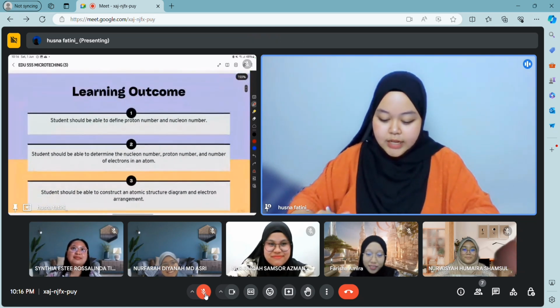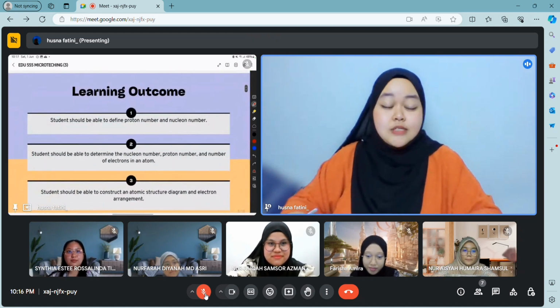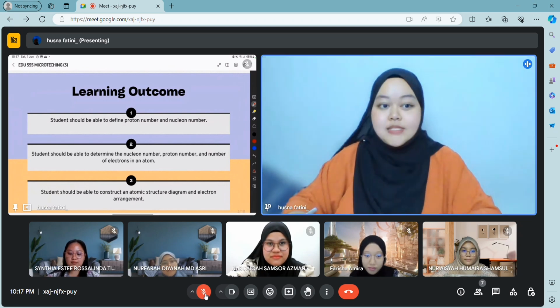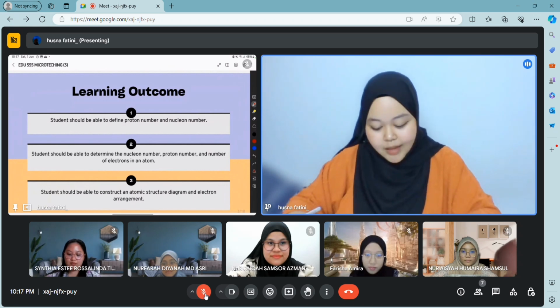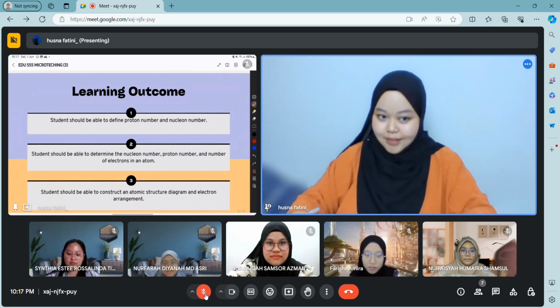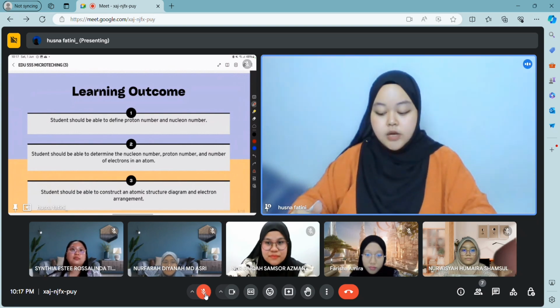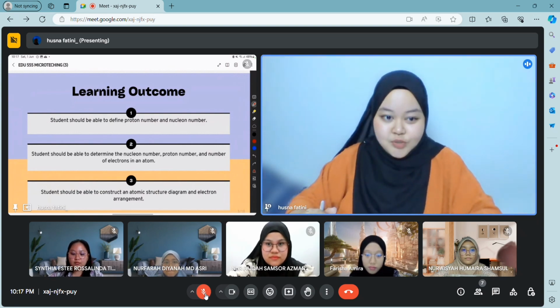Okay, for the learning outcome, at the end of this lesson, students should be able to define the proton number and nucleon number. And the second, students should be able to determine the nucleon number, proton number, and number of electrons in an atom. And then lastly, students should be able to construct an atomic structure diagram and electron arrangement.